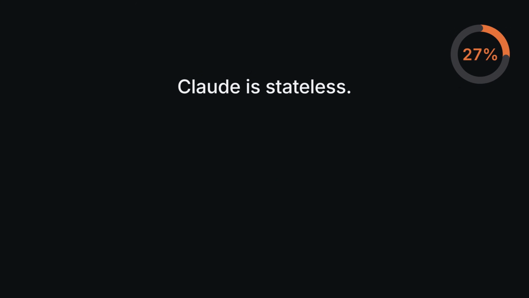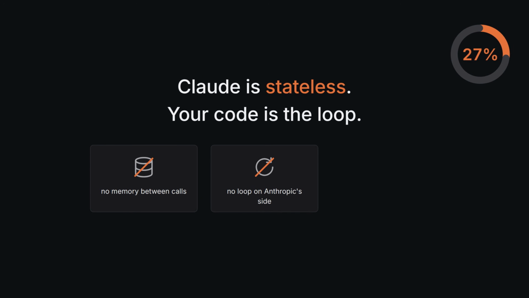Domain 1, Agentic Architecture and Orchestration, the heaviest domain at 27%. Claude is stateless. It does not remember the last call you made, it does not run a loop on Anthropic's side, and it does not execute tools by itself. Every time you want Claude to do multi-step work, your code is the loop.